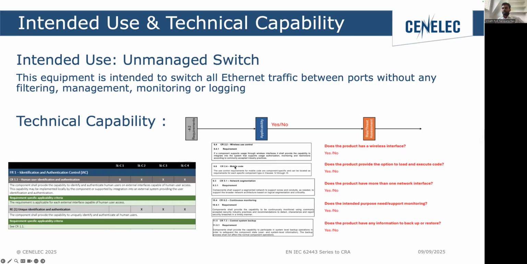You can also take mobile code, whether the product allows loading and executing this code, whether it can be remotely downloaded, and continuous monitoring. Similarly, take system backup: does the product have any information to back up or restore? For example, if any Schneider folks are here, Schneider Triconex has a battery backup for power shutdowns, and the program is downloaded from this backup. So we check whether this requirement is applicable to this particular product. This is the idea of these two things: intended use and technical capability.